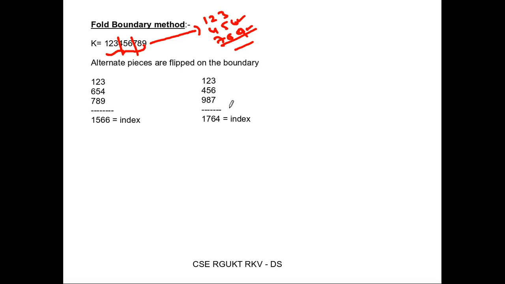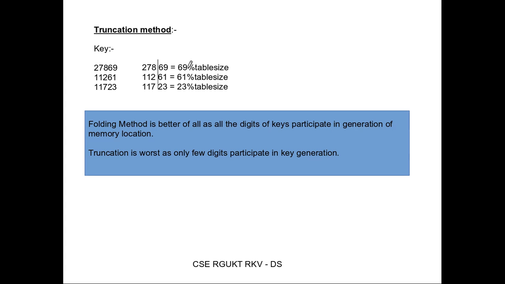Then you add them up, and whatever index you get, at that index you store this very large value which you have obtained. Okay, if the generated index is greater than the table size, you apply the mod operator on it. So this is about the fold boundary method. It is similar to the fold shift method, but the only thing is that one of the parts which you have divided should be flipped before adding.